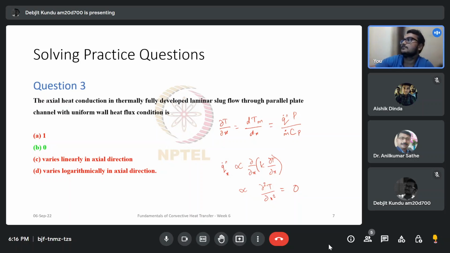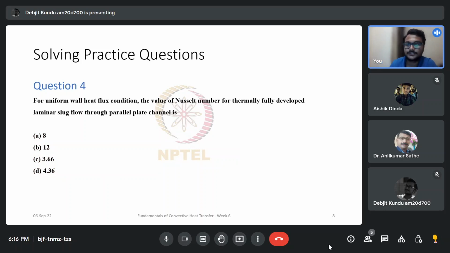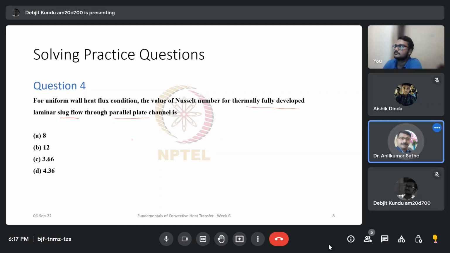All right. So moving on to question number 4, which says that for uniform heat flux condition, the value of Nusselt number for thermally fully developed laminar slug flow through a parallel plate channel is how much? So here the things to look at are slug flow, parallel plate channel, and thermally fully developed flow. 12. Any other answers? Yes, sir, 12. Okay, the answer is indeed 12.